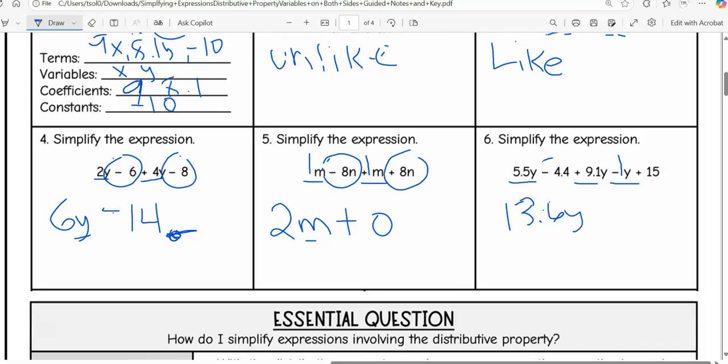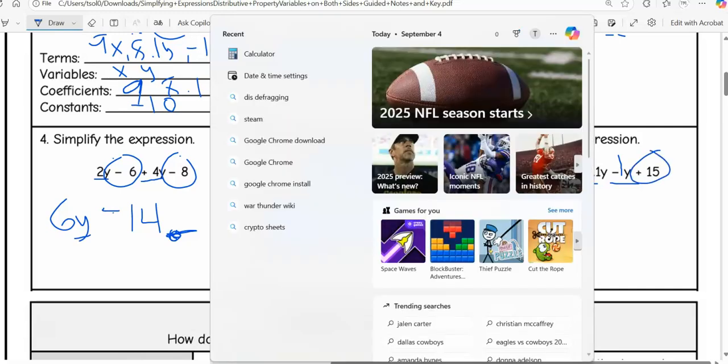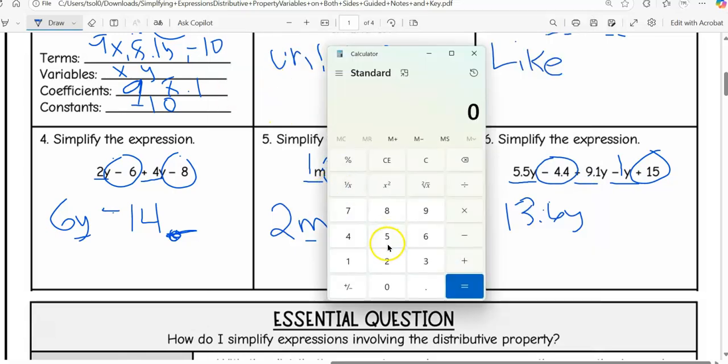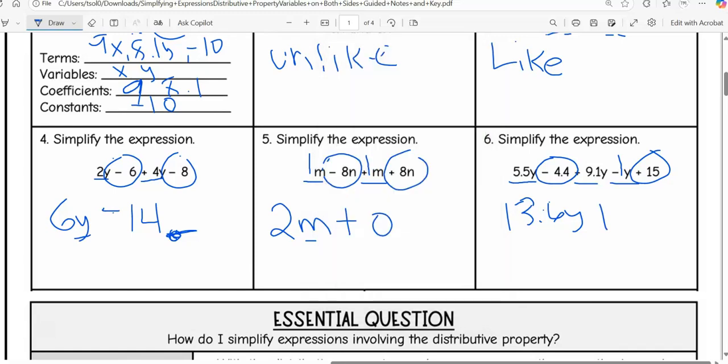Now we're going to do the constants here. -4.4 plus 15. Again, get the calculator out. -4.4 plus 15 is 10.6. Plus 10.6.